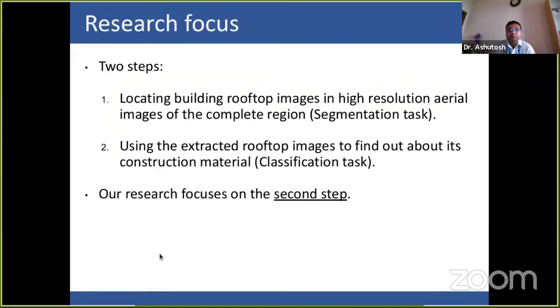To get more clarity about our research, basically there are two steps to perform disaster mapping using deep learning techniques. The first step is locating building rooftop images in very high resolution aerial images of the complete region. And this is a segmentation task. The second step is using these extracted rooftop images to find out the construction material. And this is a classification task. So our research focuses basically on this second step.